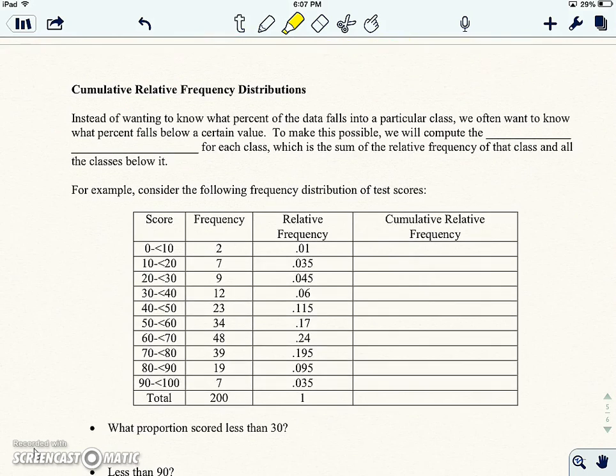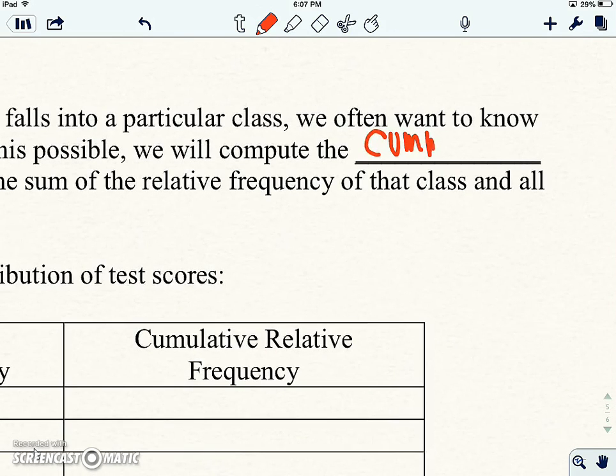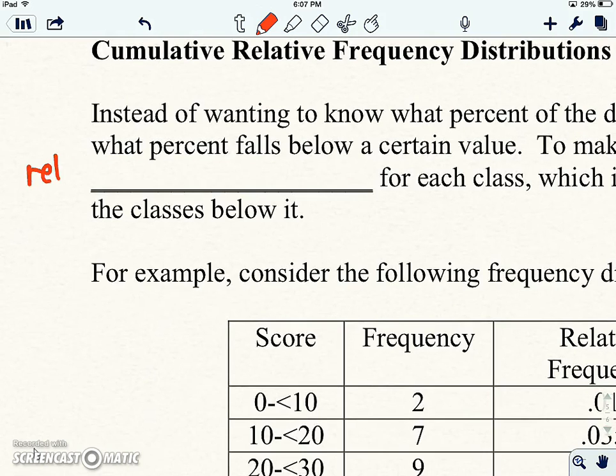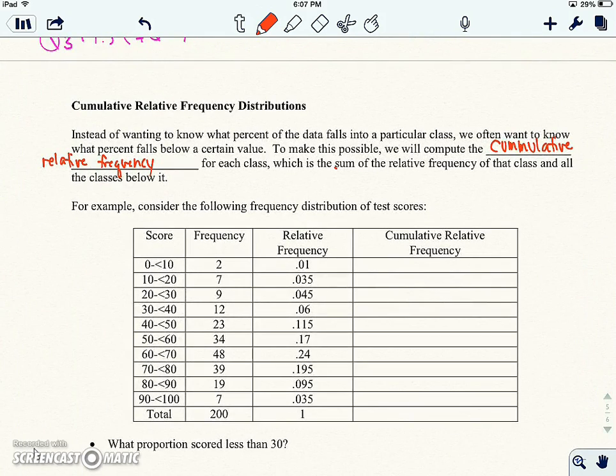All right, last page, cumulative relative frequency distribution. Instead of wanting to know what percent of the data falls into a particular class, we often want to know what percent of the data falls below a certain value. To make this possible, we will compute the cumulative relative frequency for each class, which is the sum of the relative frequencies of that class and all the classes below it.